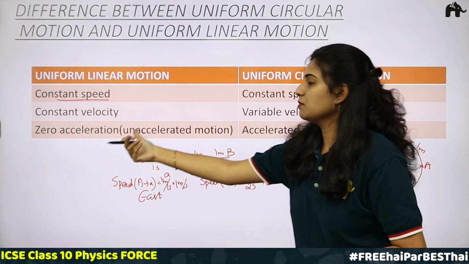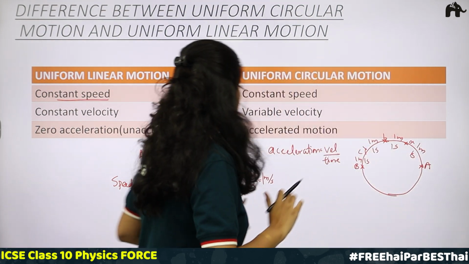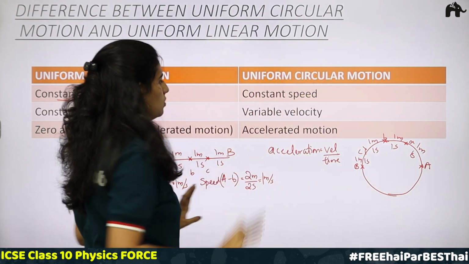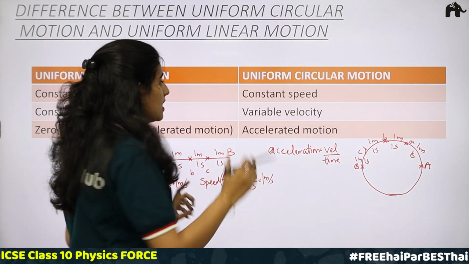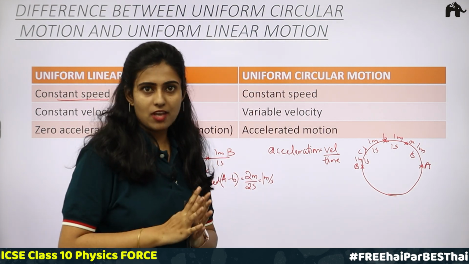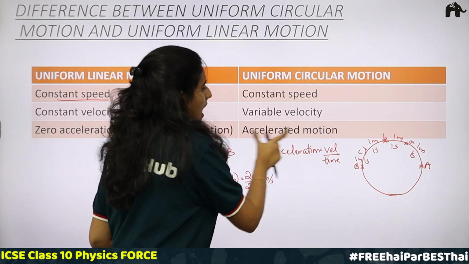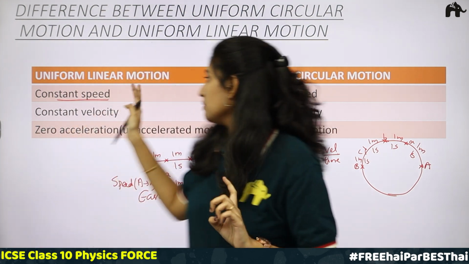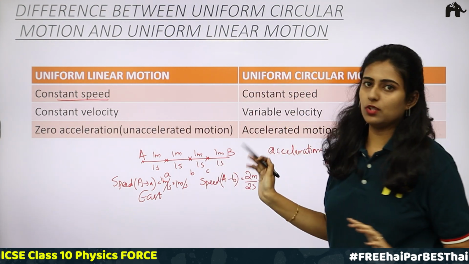0 acceleration, such a motion is called unaccelerated motion. Okay. Next is uniform circular motion. Why is uniform circular motion an accelerated motion? Because there is a variable velocity. Change in velocity will have some value. Therefore, acceleration will have a value. It is an accelerated motion. 3 important differences between uniform linear motion and uniform circular motion.